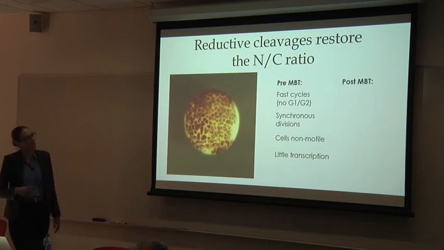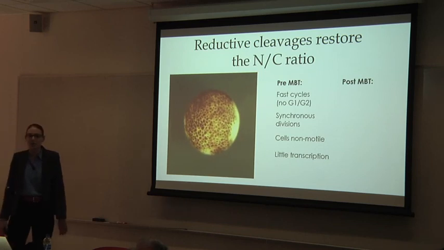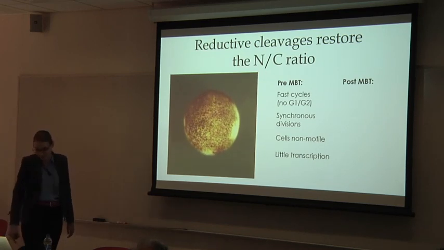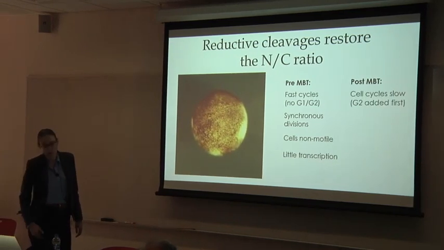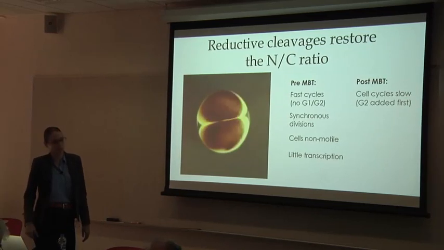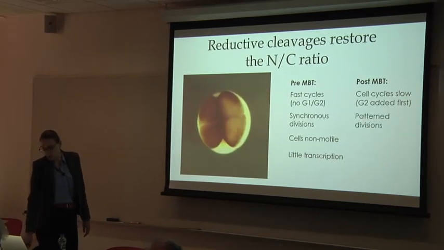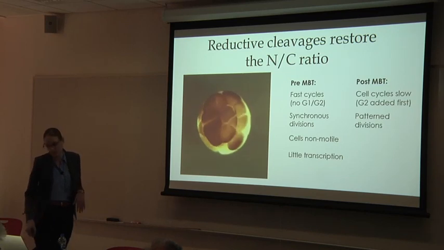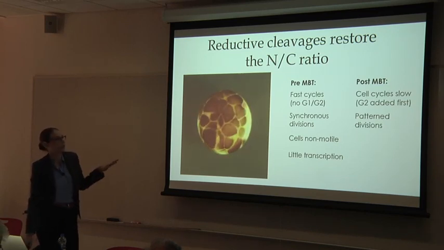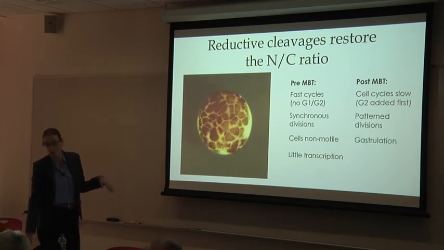And all of this changes at a time called the mid-blastula transition, or MBT. So at the MBT, the cell cycle slows with the addition of G2. You start to get patterned divisions. So now cells are going to start dividing depending on their position in the embryo.